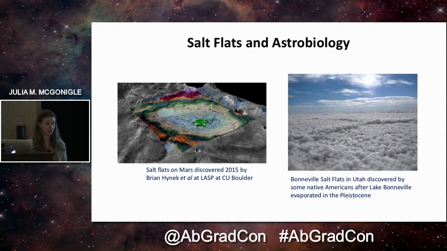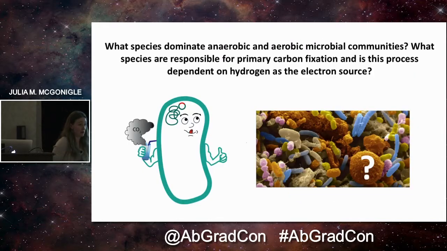So we're taking a culture-independent approach and looking at the total anaerobic and aerobic microbial communities out there. Then I want to dig a little deeper and ask: what are they doing, which species are really responsible for the primary carbon fixation in the system, and do they need hydrogen as the electron source? This second question comes more into play when we think about the anaerobic community members that could be fixing carbon, and more specifically the methanogens and the acetogens that might be there, because they both need hydrogen as an electron donor.